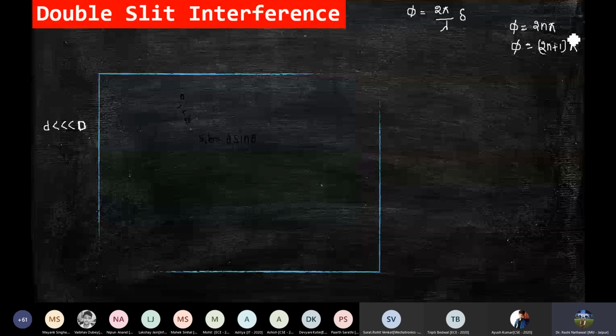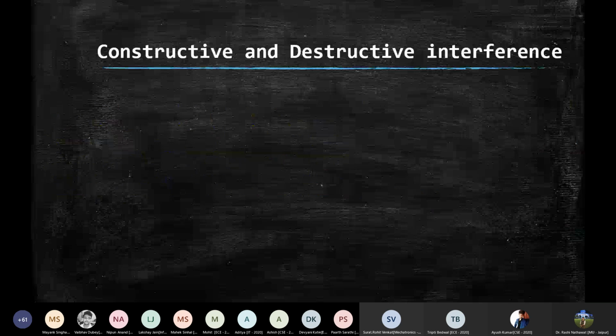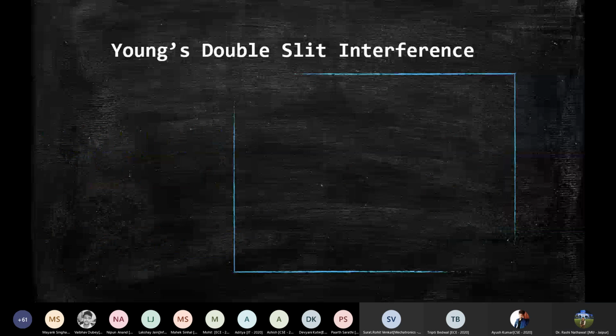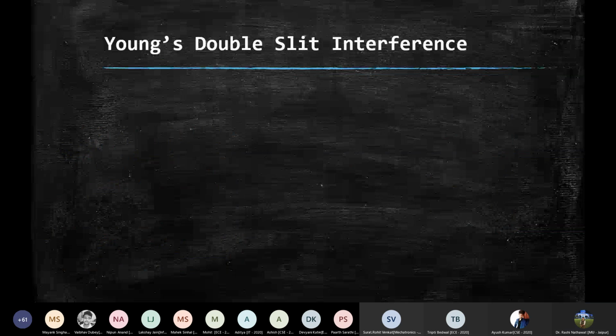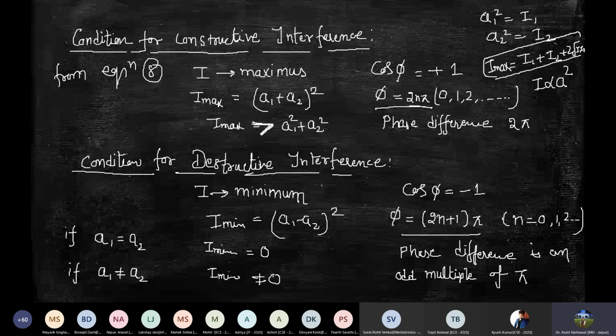I think I should go back and tell you again. Can you see the phase difference values here? Phi equals 2n pi. When we have constructive interference, we will have the maxima, and when phi equals (2n plus 1) pi, we will have the minima.